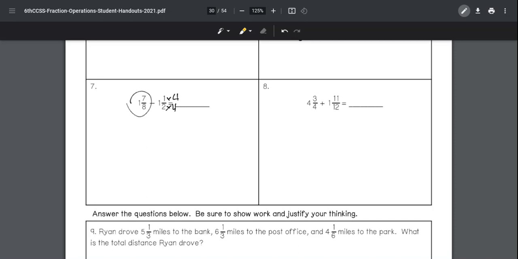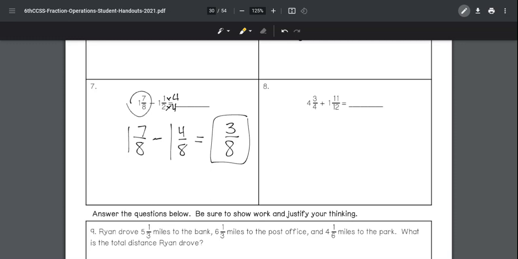So now I'm going to rewrite my new fractions. 1 7/8 stays the same, minus 1 1/2 becomes 1, 1 times 4 is 4, 2 times 4 is 8. So now I have 1 and 7/8 minus 1 and 4/8. Subtract your fractions. 7 minus 4 is 3. Keep your common denominator. 1 minus 1 is nothing. So your final answer was 3/8.